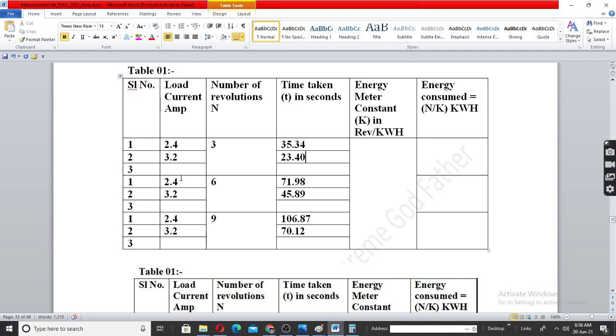Next, you switch on another lamp. So you'll get current. Now it is 5 lamps. Now the current will be 4 amperes. Let us say 4.1 because there will be some errors in the meter. So let us say 4.1.